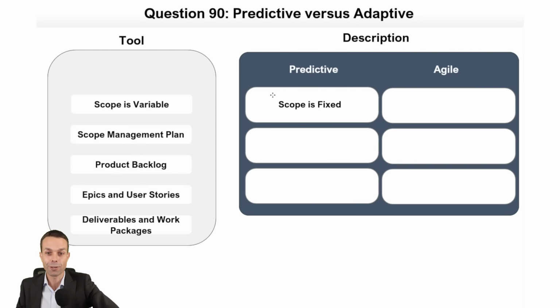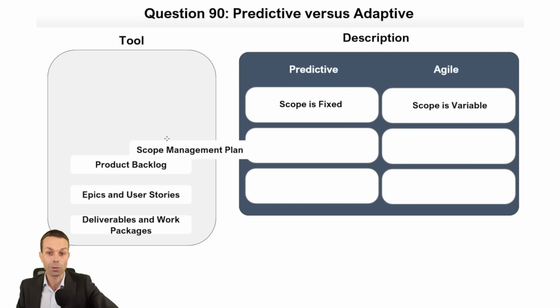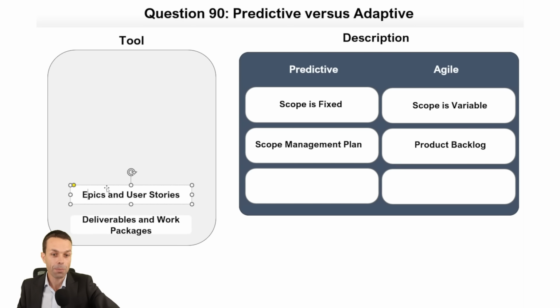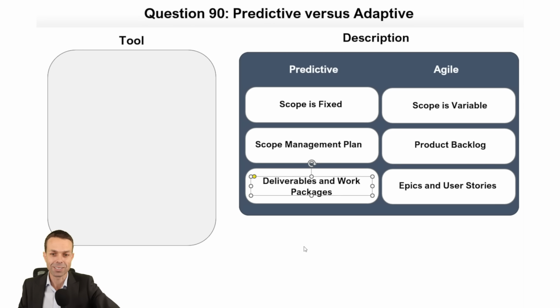Scope is fixed on a predictive project. Scope is variable because we just reprioritize the scope in the product backlog. Exactly. Scope management plan, we plan all of our scope up front, but we have a product backlog in Agile, epics and user stories we have in Agile, and deliverables and work packages. And you see how these things are very much the same, but just with different names and slightly different ways of working. But again, in Agile, we just want to keep the effort to manage all this stuff light. So we're spending more time doing the work and less time on all of the documentation.